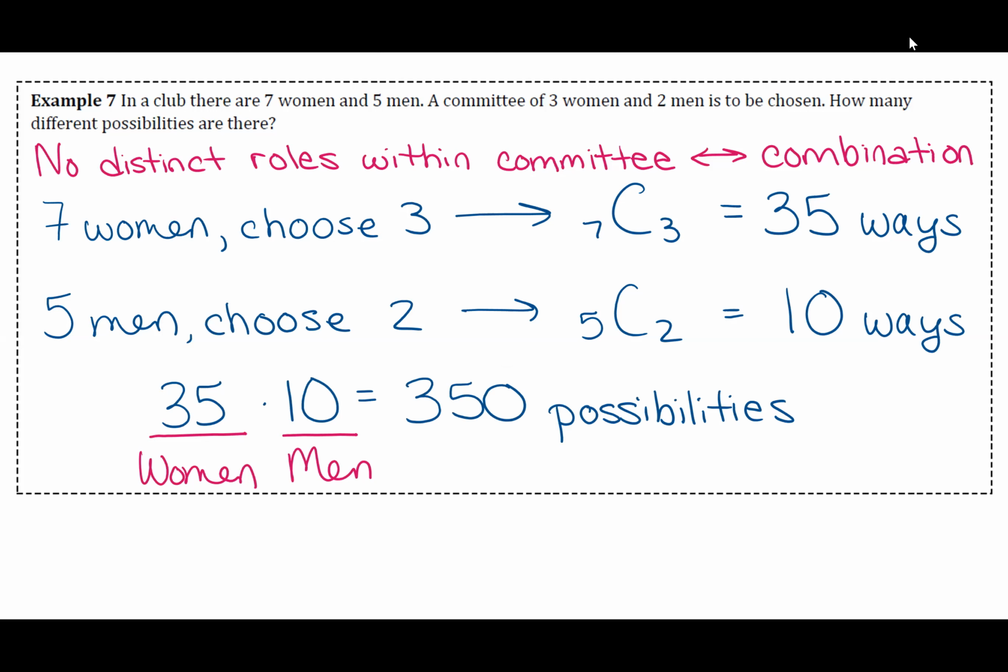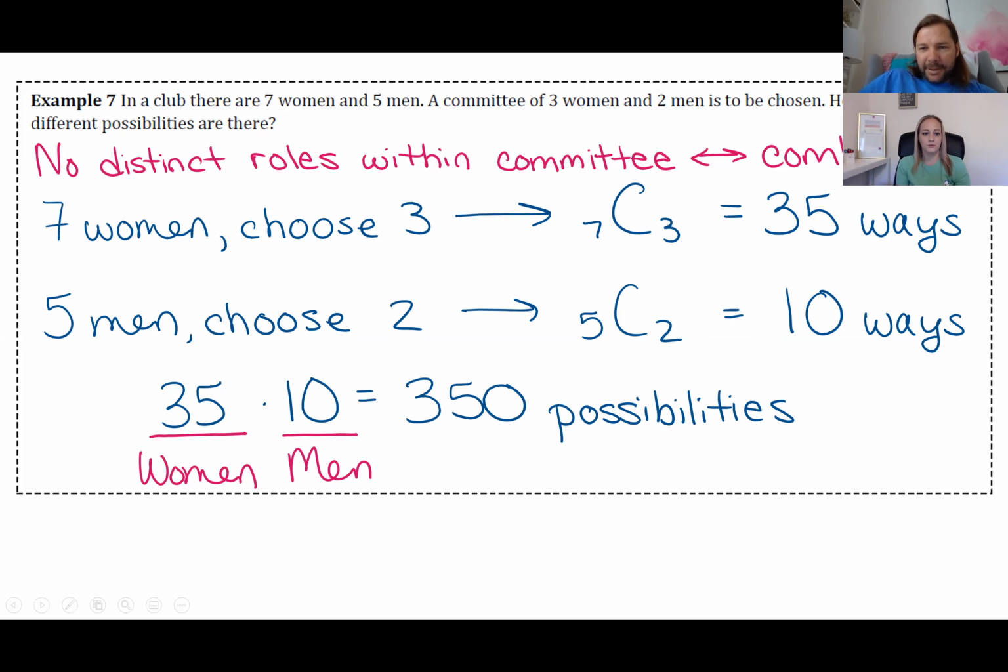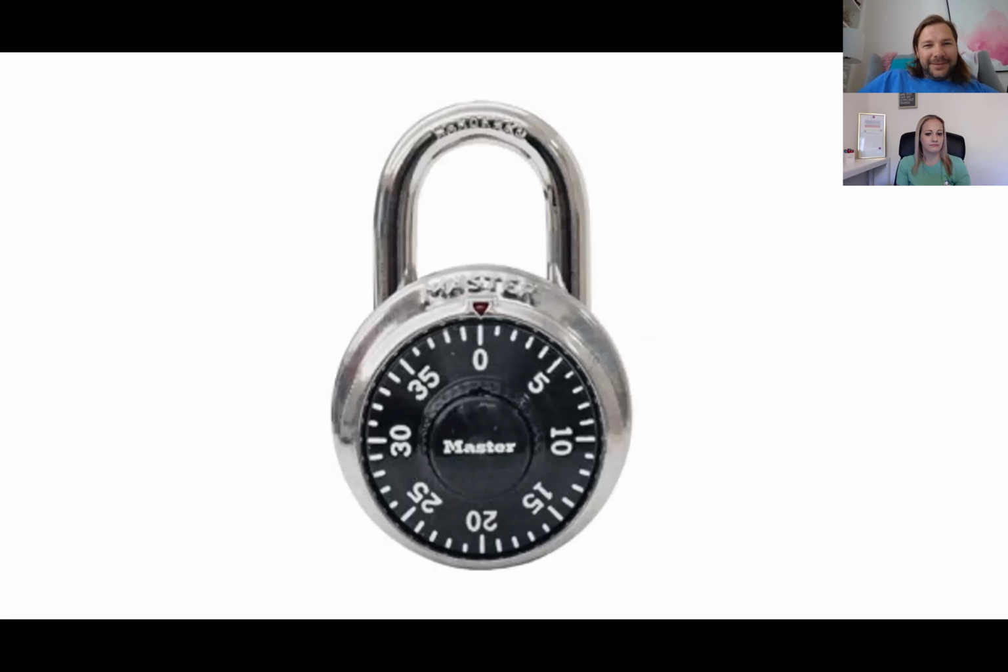Anything to add there, Karen? Nope. Okay. You want to say something about this? Yeah, so that's a nice picture there of a lock. I forget, what is that lock called? A master lock? Or a master combination lock? What is it? Combo lock or combination lock?